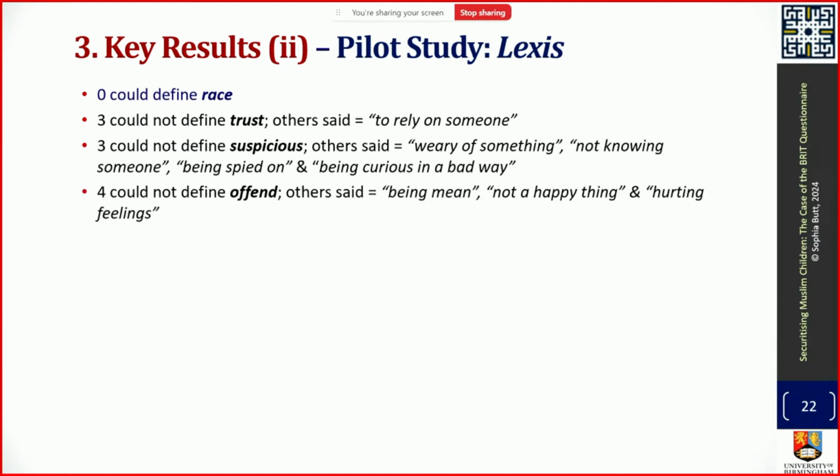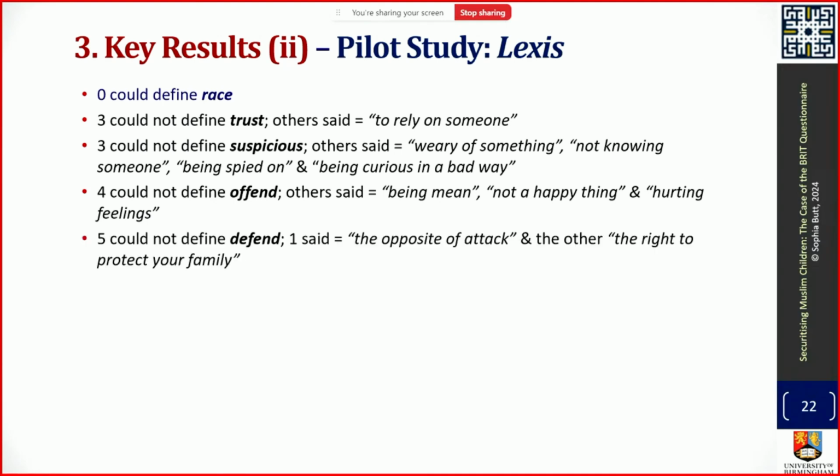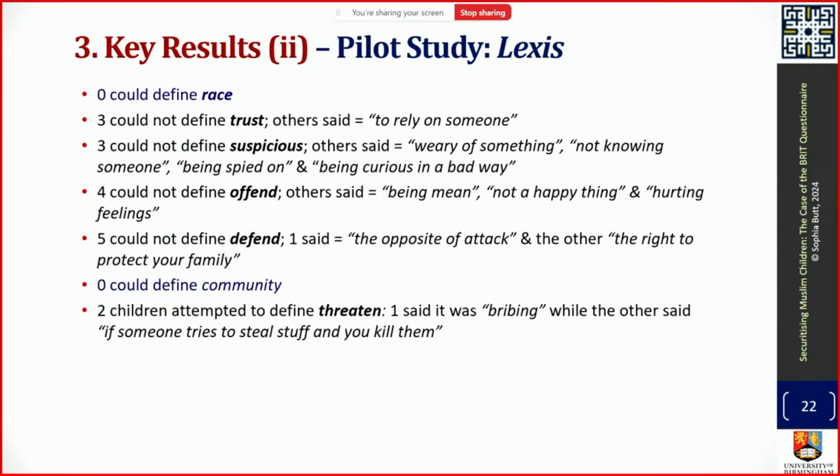4 could not define offend. Others said it means being mean, not a happy thing, hurting feelings. 5 could not define defend. 1 said it meant the opposite of attack, and another one said it meant the right to protect your family. None of the pupils could define community.